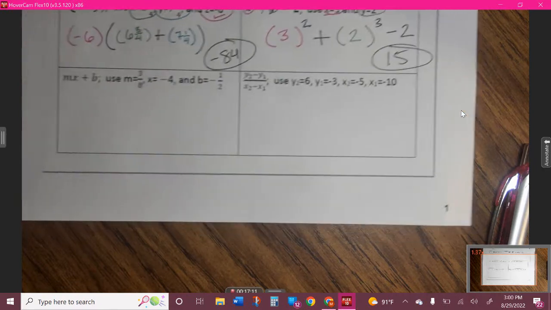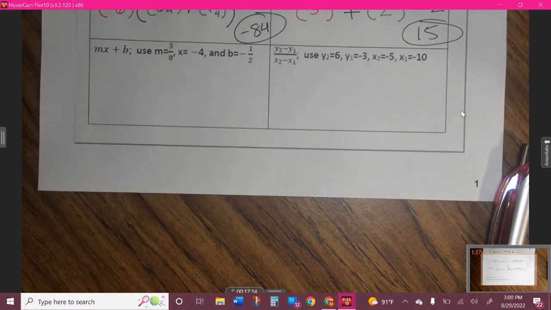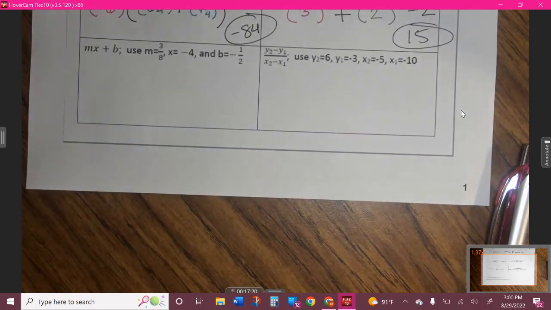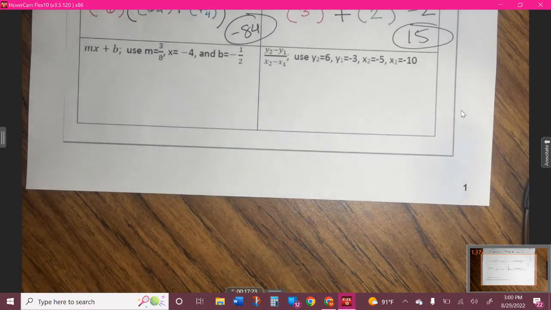Okay. Looking at mx plus b. These last two are really fun examples because these are actually formulas that we're going to be using a lot during 8th grade math. So you'll find them even on your star chart, super important stuff here.